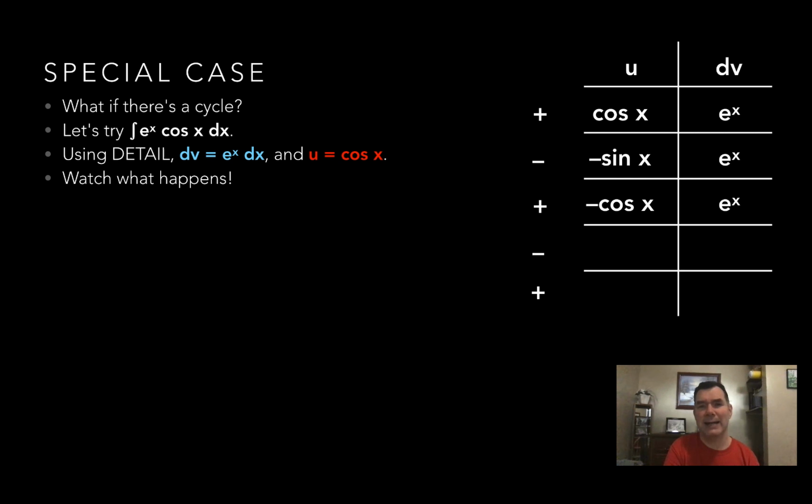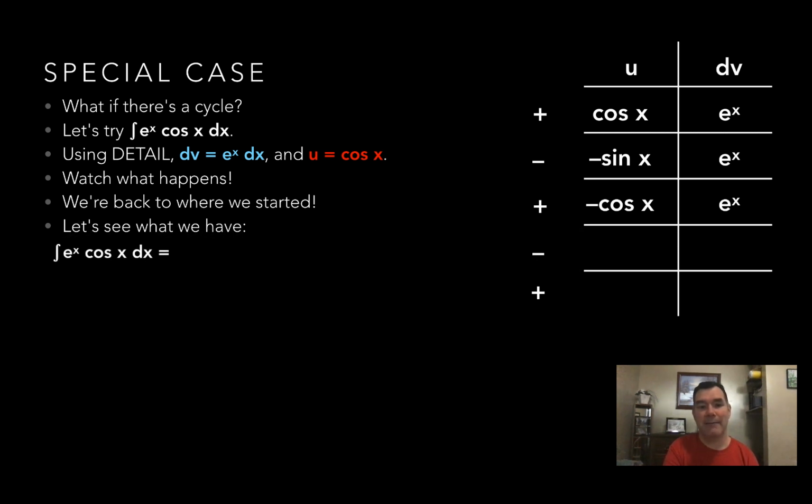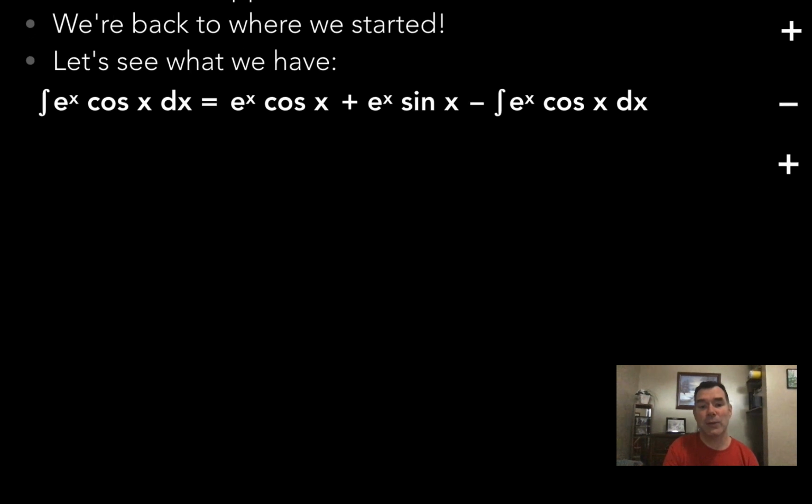Well, this is going to create an endless cycle of sines and cosines in the left column and e to the x's in the right column. So it looks like I'm stuck, but let's see what I have. If I write down what I have so far, I have that this is equal to positive cosine x times e to the x, and then positive e to the x times sine x, because those two negatives cancel out. And then looking at the bottom row, that still has to be in an integral, so it's the integral of e to the x times cosine of x. So that's what I have so far.